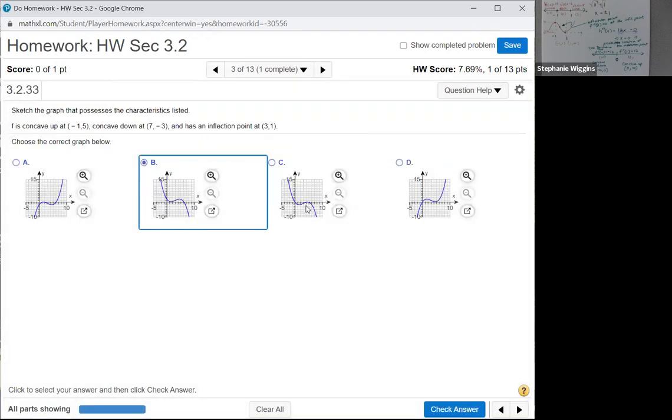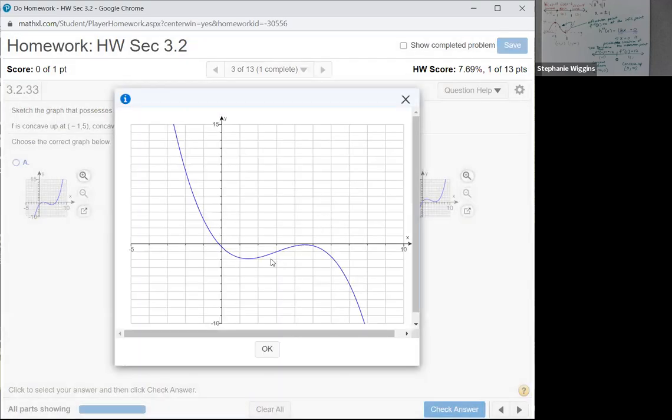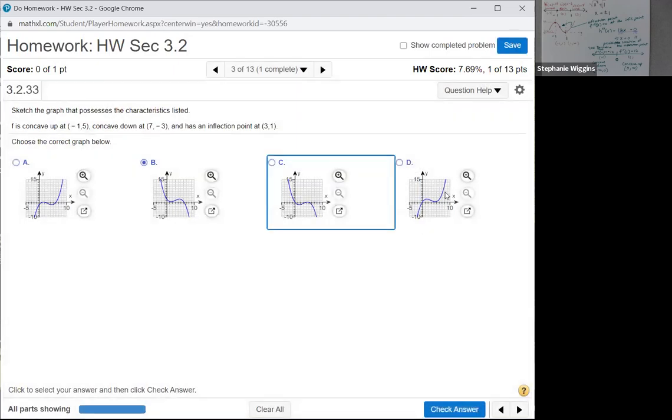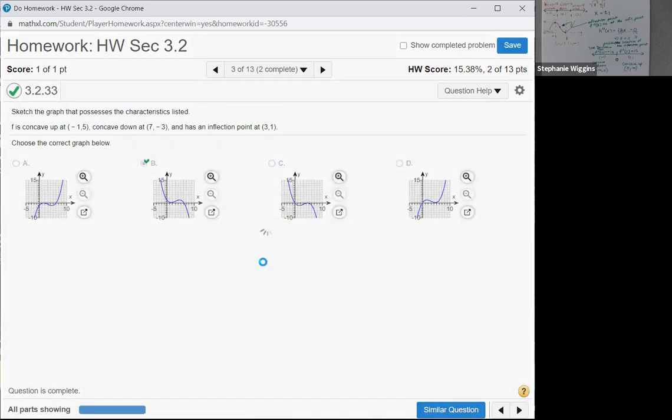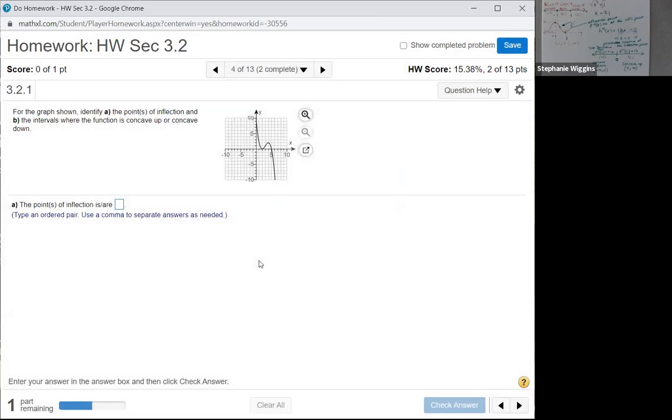This one is close, but the inflection point is at 3, -1, and so this one fails. And then here, it's concave down on the left and concave up on the right. So B is obviously the correct choice. Okay.